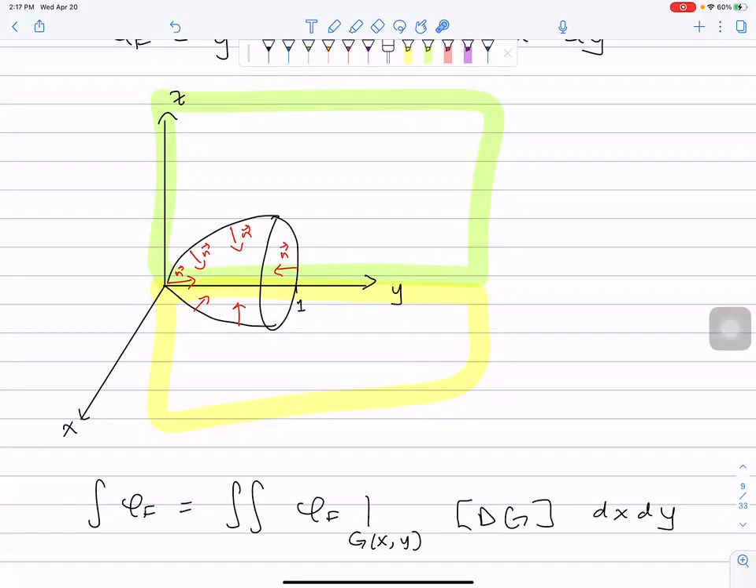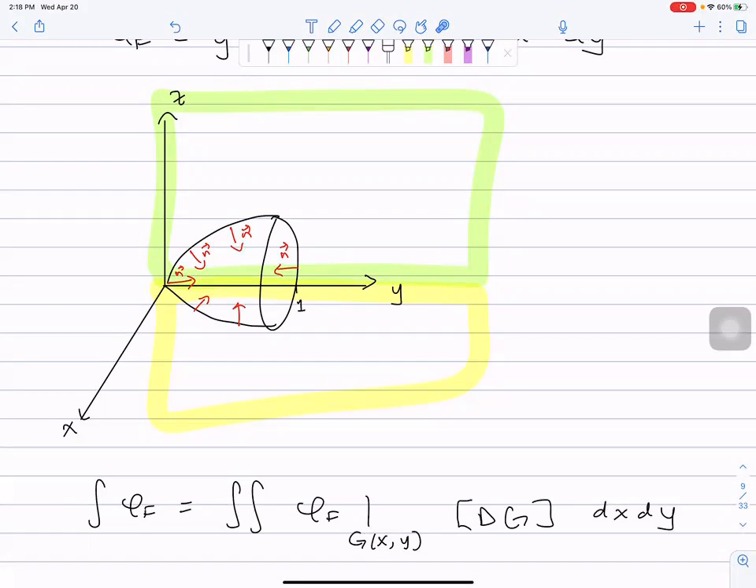Wait, let me think. If we're going counterclockwise, our fingers should curl this way according to our curve, and our thumb points in the direction of positive flux. So this normal would give me positive flux. That's how I know if my arrow is pointing inwards, we're in the opposite orientation. Because we're going counterclockwise, my fingers curl this way, and this should be my outward normal.